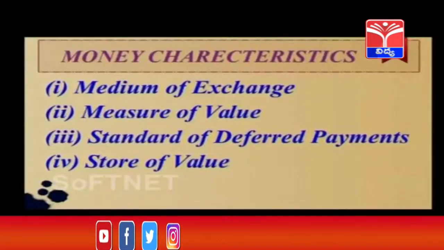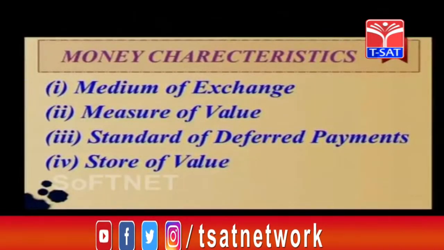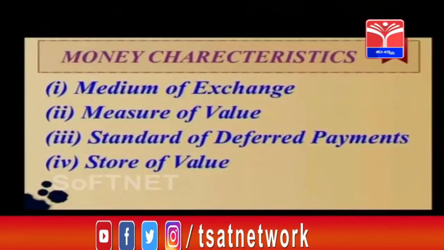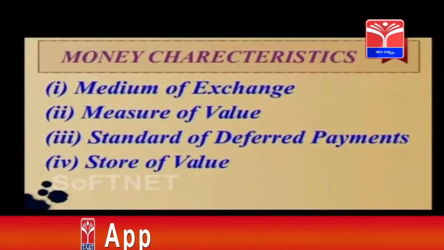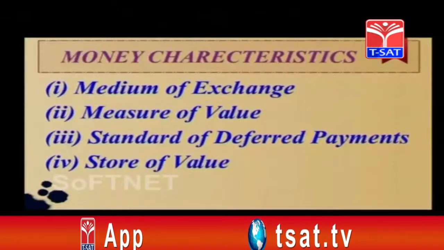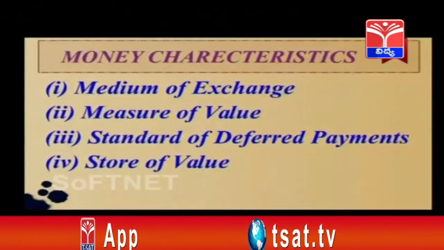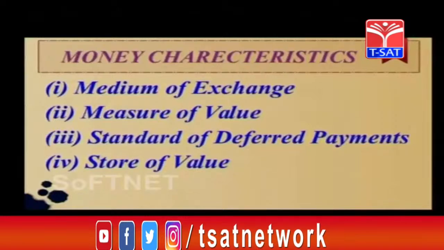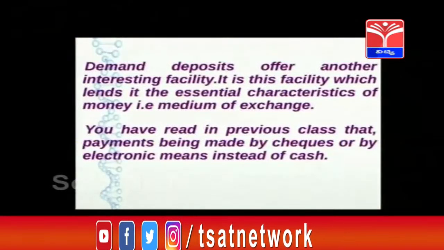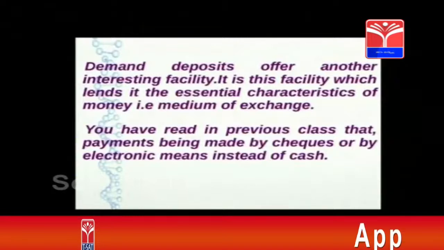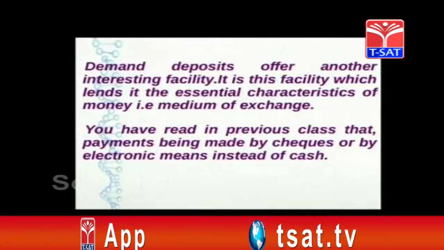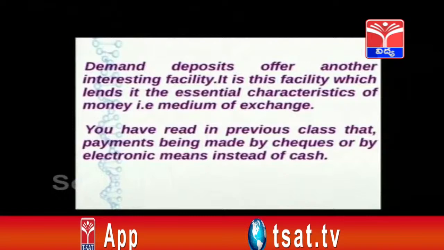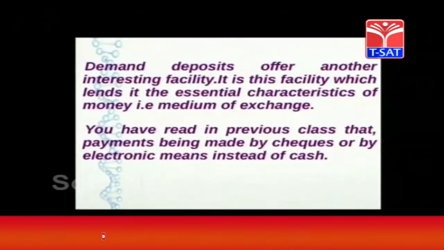Money has four characteristics. Number 1, medium of exchange. Number 2, measure of value. Number 3, standard of deferred payments. Number 4, store of value. You have read in the previous class that payments are being made by cheques or by electronic means instead of cash.